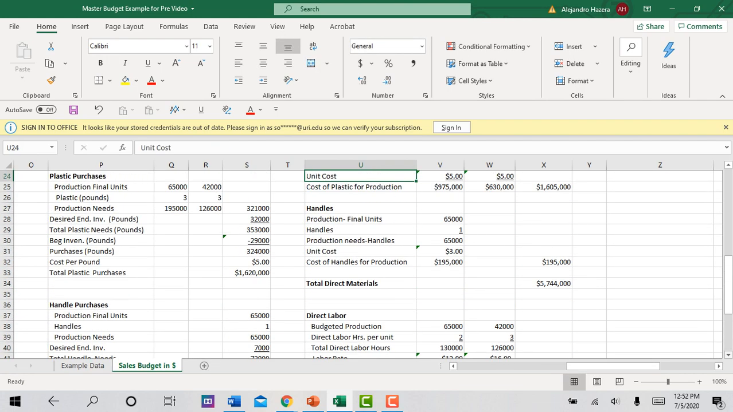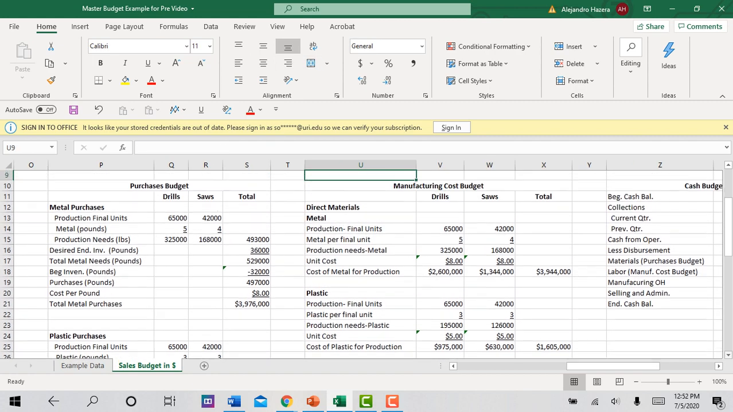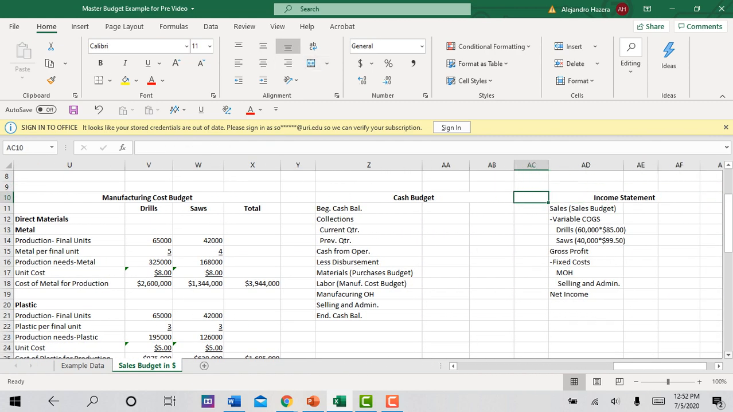Okay, and the final video is going to be short. I'm going to make a cash budget and an income statement. One thing I'm going to try to point out is that the cash budget is what brings everything together. The cash budget begins with your cash balance and your collections on sales.